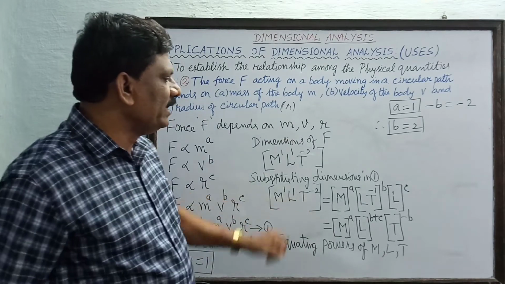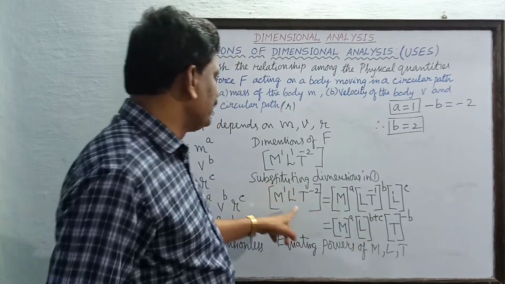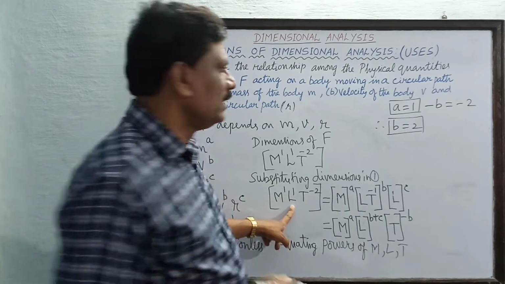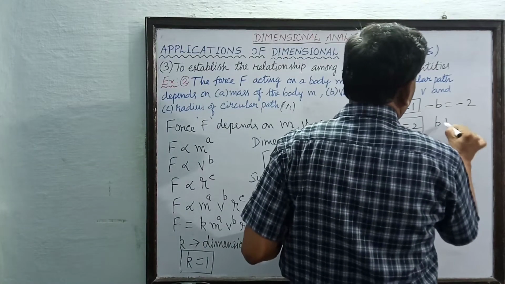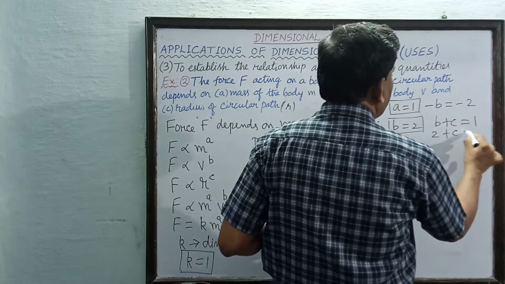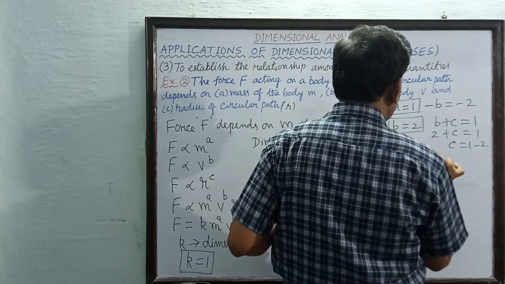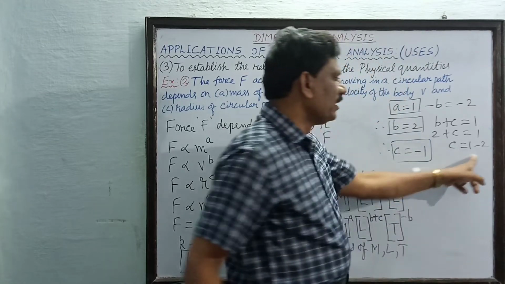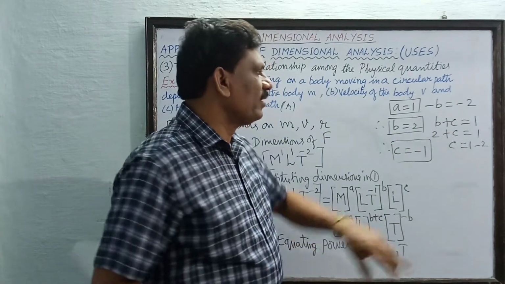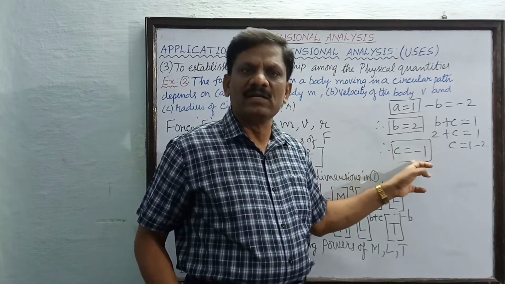Now b we have got. Next, L power b plus c is equal to L power 1. So b plus c is equal to 1. So 2 plus c is equal to 1, c is equal to 1 minus 2, therefore c is equal to minus 1. So we have got all the values: a is equal to 1, b is equal to 2 and c is equal to minus 1.